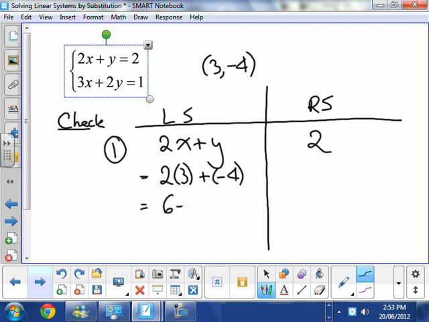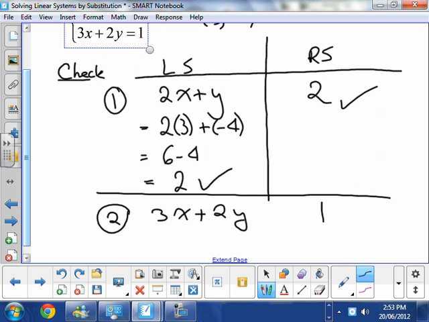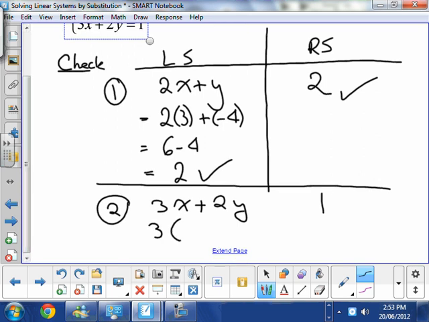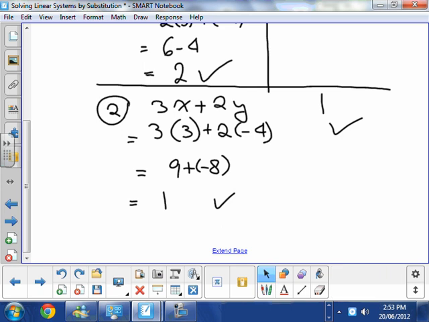So I have 6 minus 4. Guess what? My first equation is satisfied because 2 equals 2. Now let's see if the second one is satisfied. 3x plus 2y, I want it to be equal to 1. Let's see if that happens. So again, for x it's 3, for y the value is -4. Following BEDMAS. And guess what happens again? 1, the left side and right side are again equal.